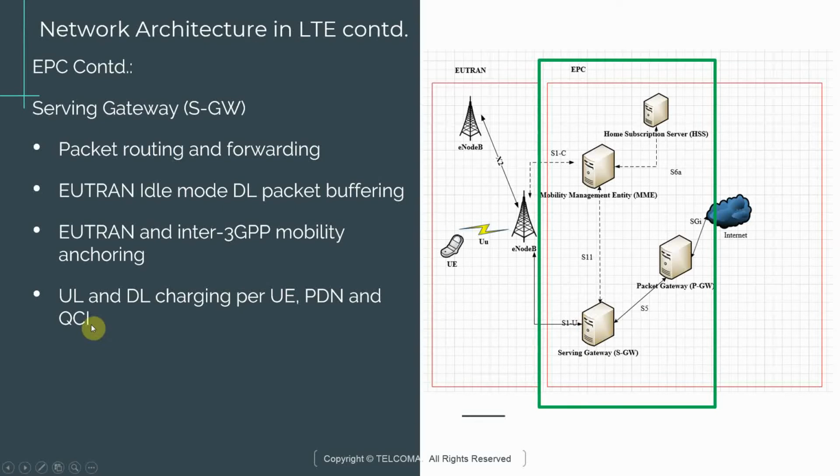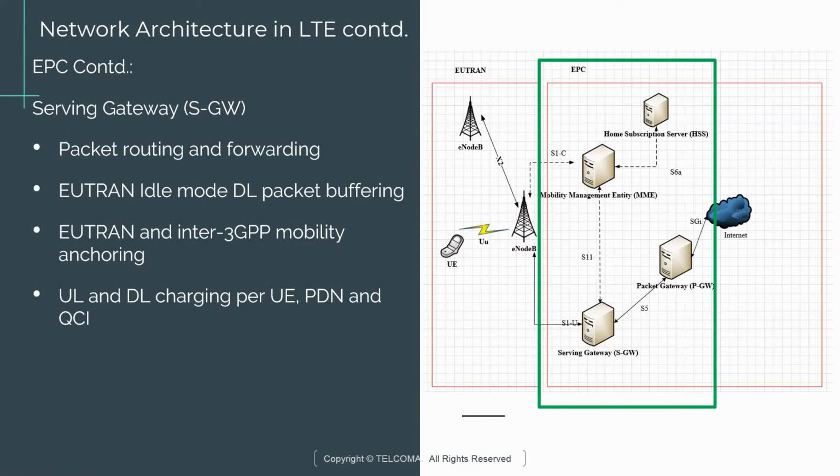The other important function of a serving gateway is also what is referred to as charging, uplink and downlink charging, per UE, PDN, and QCI. So the serving gateway is actually the network element that keeps track of how much data is being transmitted towards a UE, as well as how much data is being received from the UE, right? So all your billing information happens in the SGW.